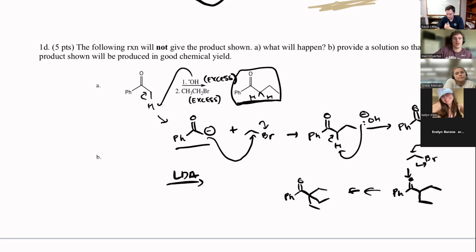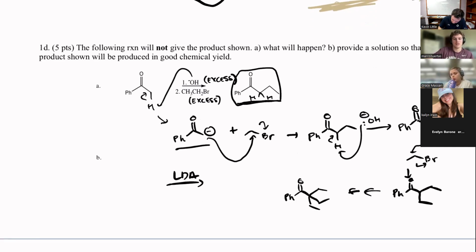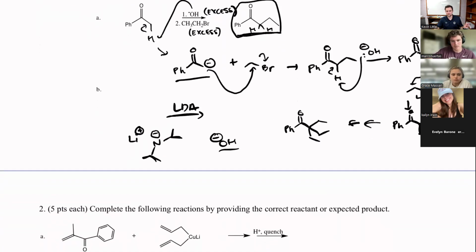Didn't you say LDA was a base? Yeah. So it's lithium diisopropyl amide. That's what it looks like. It's a bulky base, right? Whereas OH is not a bulky base. This one has all these carbons coming off of it. It makes it bulky. So I think that's his argument, that a bulky base would be less likely to take a second proton. But it is what it is.